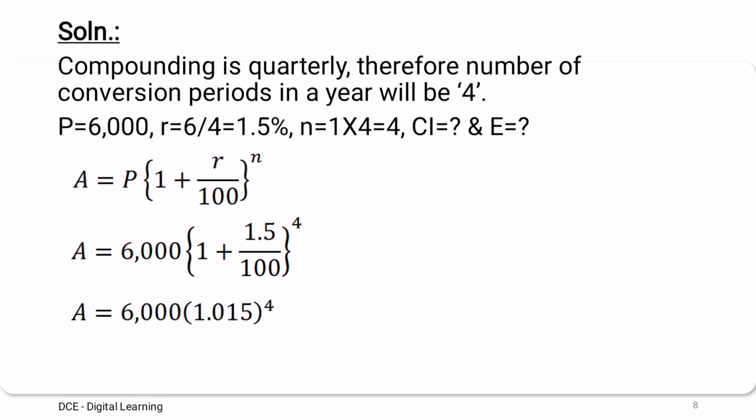So 6000 into bracket 1.5 divided by 100 plus 1 is 1.015 raised to 4. So now if we apply laws of logarithm, log A equals log of 6000 plus 4 into log of 1.015.